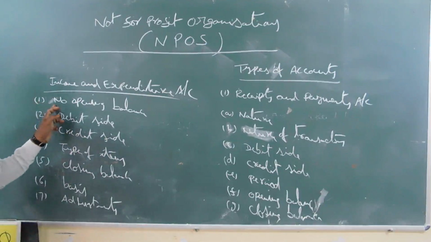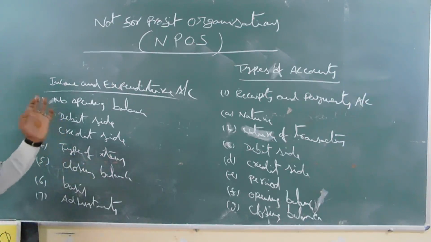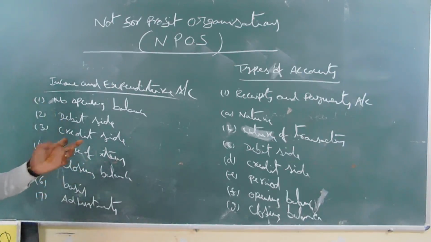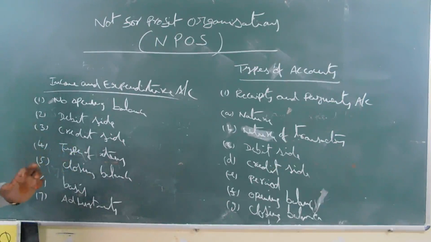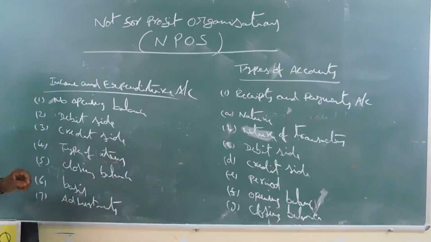First one, it does not start with the opening balance. So like profit and loss account, it has two sides. Debit side. On the debit side, revenue expenses are shown, whereas on the credit side, revenue incomes are shown. That means it does not include any capital items in this account, only revenue items. Revenue items means the receipts and payments which are recurring in nature are shown in this account.